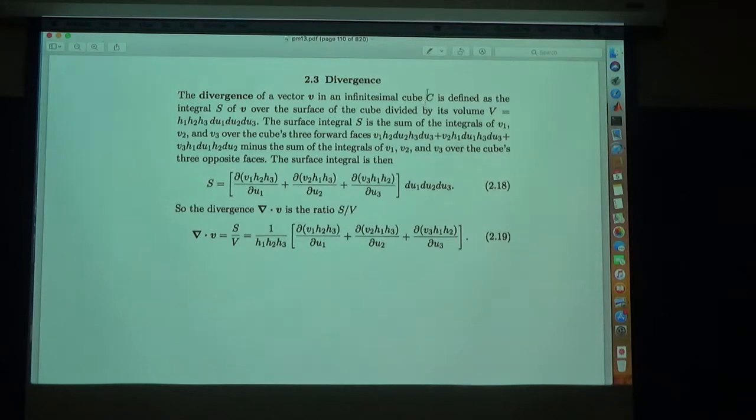Okay, the divergence of a vector in an infinitesimal cube. So this is the divergence of a vector defined as a function of a point, at a particular point. And it's defined as the integral over the surface S of the vector V over the surface of the cube divided by its volume. So that's sort of a complicated phrase. It's the integral of the vector over the surface of the cube divided by its volume. And the volume, of course, is the scale factors times the changes in coordinates. These are orthogonal coordinates. And the surface integral then is a sum of 3 surface integrals over the 3 forward faces of the cube, minus the sum of the 3 integrals over the 3 backward faces.